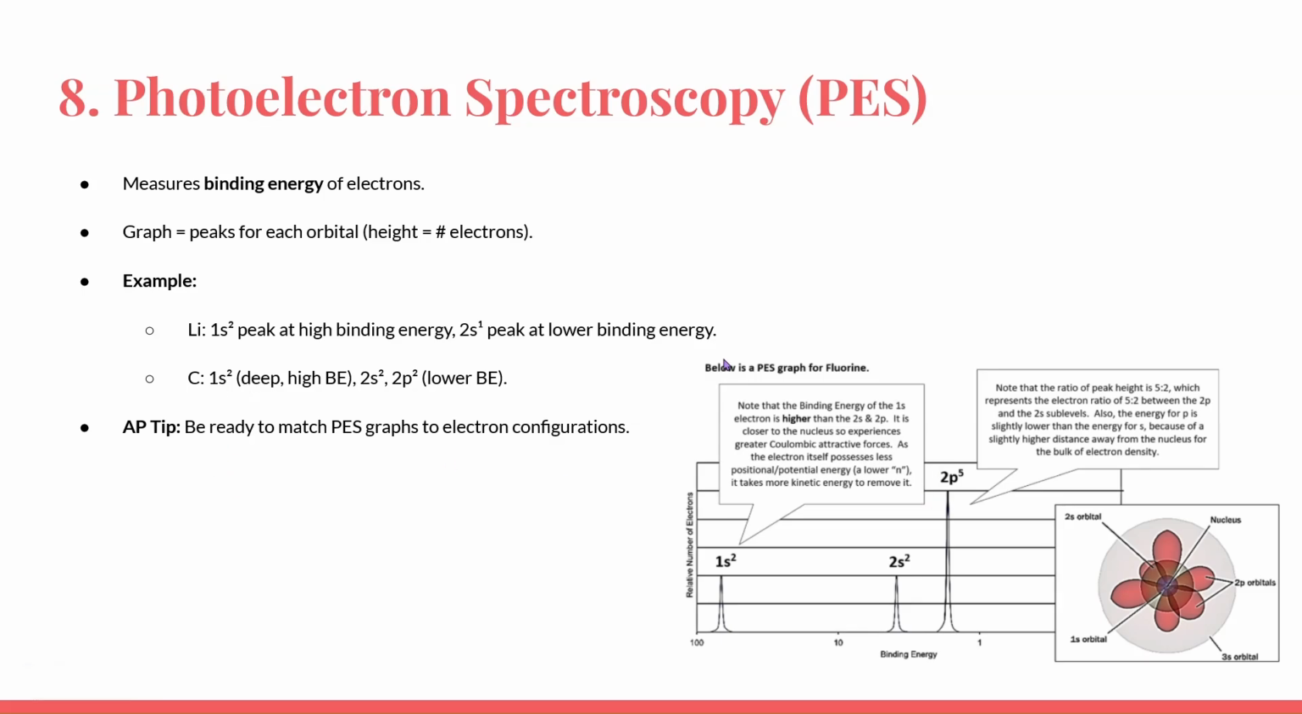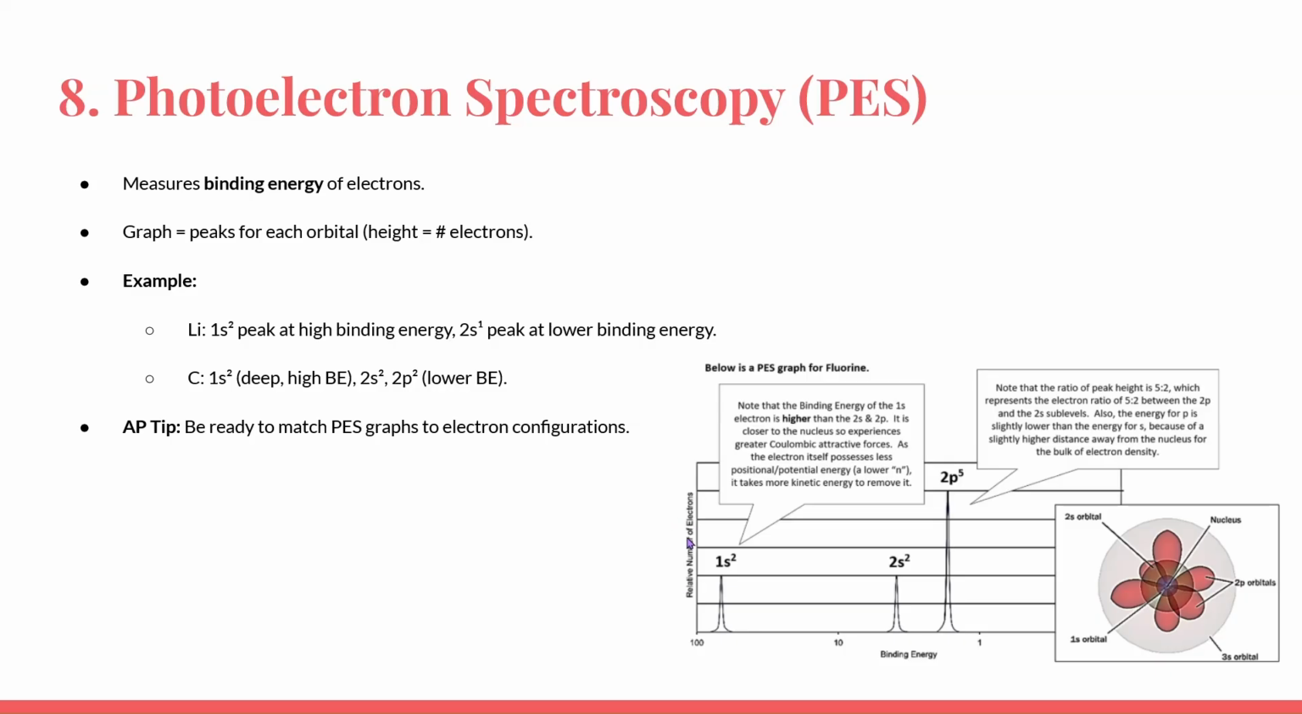So basically, this is a PES graph for fluorine. The electron configuration for fluorine would be 1s2, 2s2, 2p5. As you can see here, 1s2, 2s2, 2p5. So we have the binding energy at the bottom and the relative number of electrons, which is the y-axis.